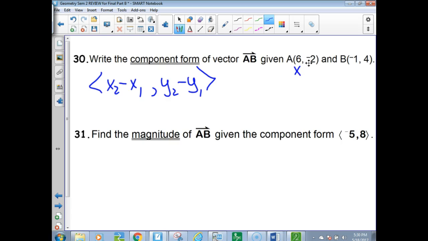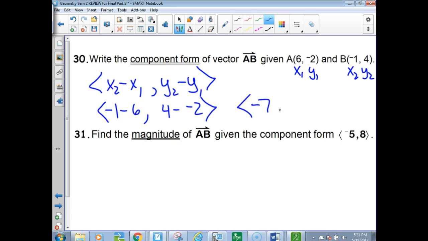We're just going to sub x1, y1, x2, y2. Just making sure I don't have those backwards. So we go -1 minus 6, and 4 minus -2, much like we do when we do that distance formula. So our component form would be -7, 6.